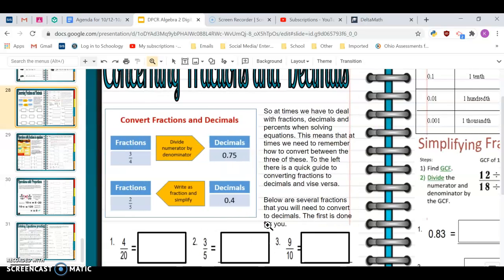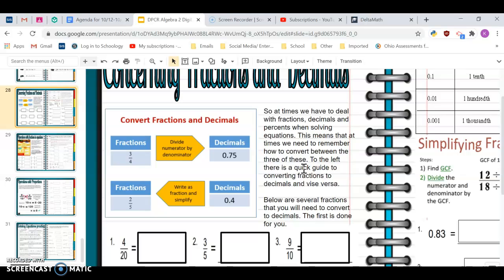All right, on our left, we have a diagram of how to go from a fraction to a decimal and from a decimal to a fraction. And underneath we have some practice concerning them. At times we will have to deal with fractions and decimals and percents even when we solve equations. That means that we're going to need to know how to convert between the three of these. Most importantly, right now we are dealing with fractions and decimals. When we get to percents, we will deal with them.